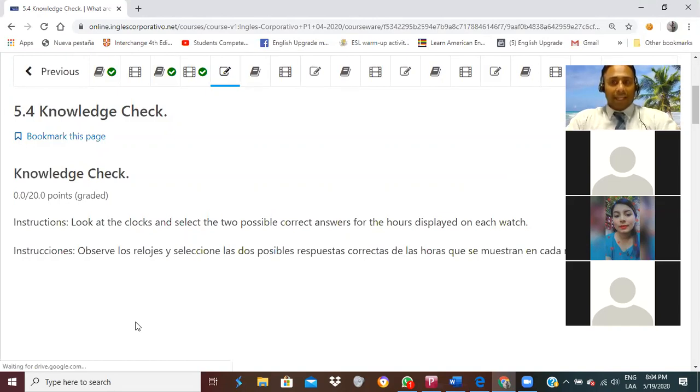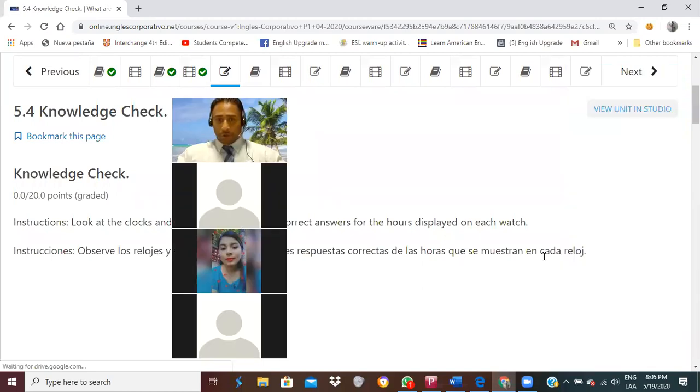Repito la instrucción. Read the instructions, okay. Please. Instructions. Look at the clocks and select the two possible correct answers for the hour displayed on each watch. Very good. No observations. Good job. Now we're going to look at instructions. Observe los relojes y seleccione las dos posibles respuestas correctas de las horas que se muestran en cada reloj.